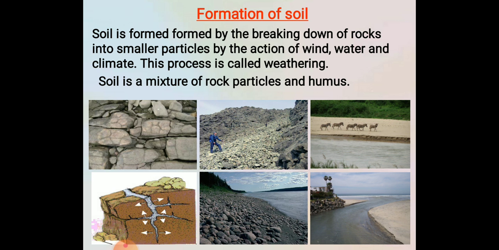Other than this, when plants and animals die, their bodies are decomposed by microorganisms present in the soil to form organic matter called humus, which makes the topmost layer of the soil. So soil is basically the topmost layer of the earth's crust consisting of a mixture of rock particles and humus.